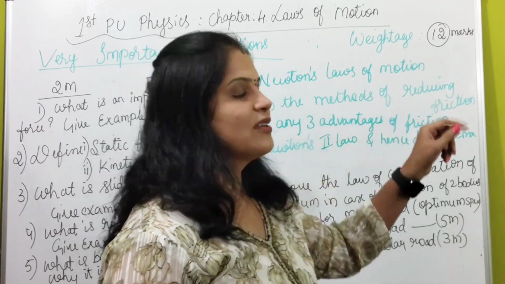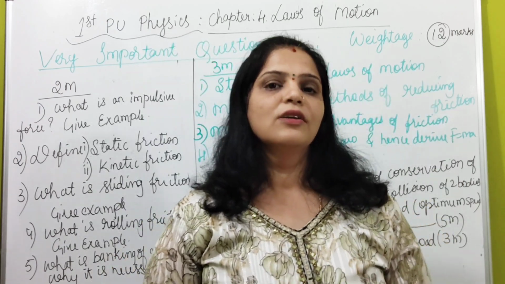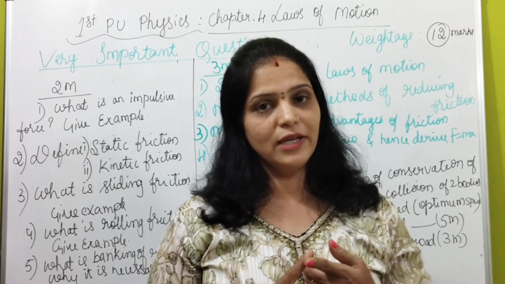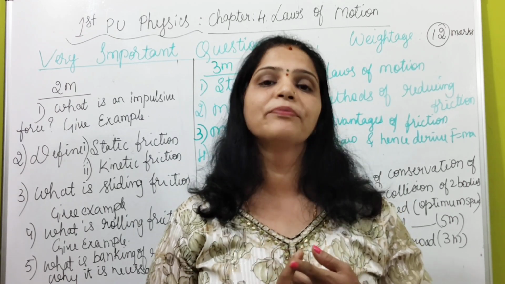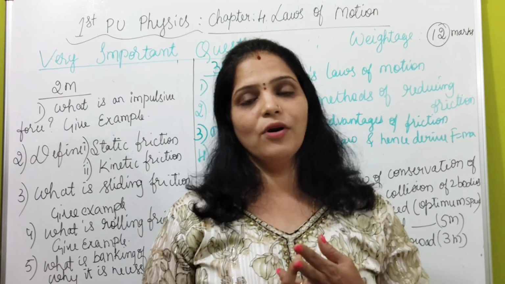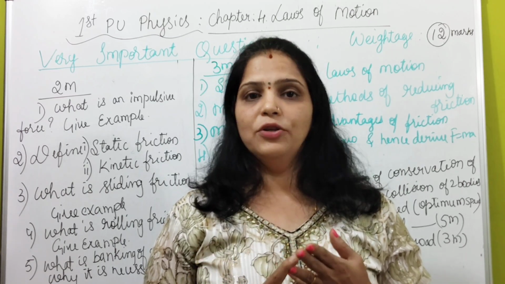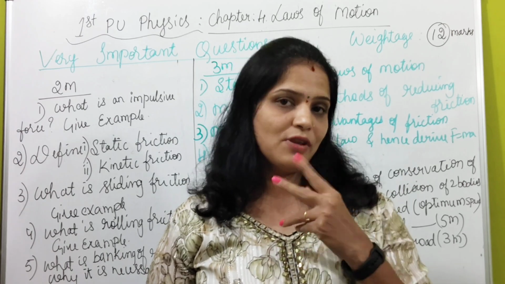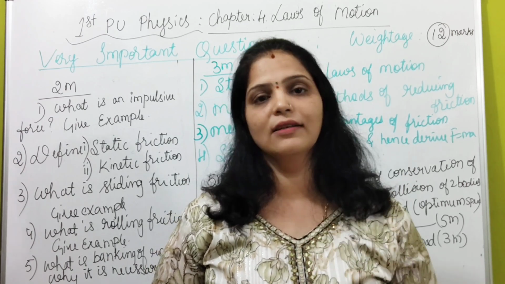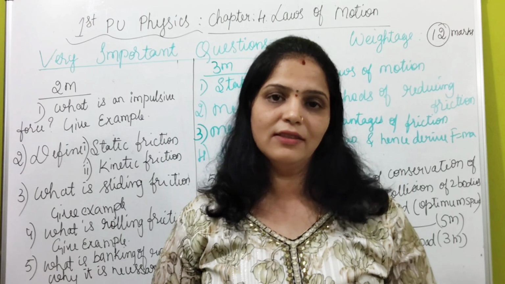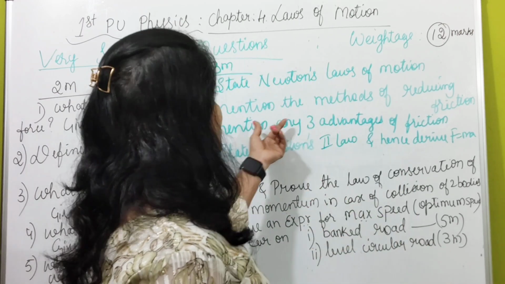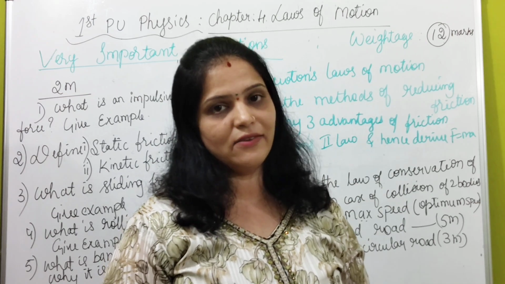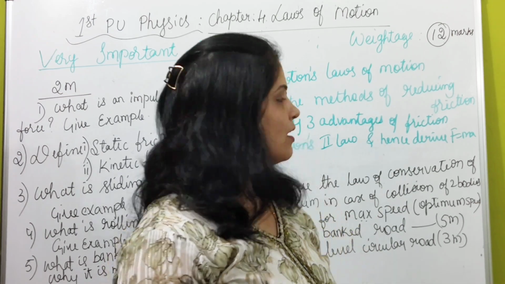And mention the methods of reducing friction. Friction can be reduced by using ball bearings, by polishing the surface, by streamlining the bodies, by using lubrication, like this, right? You need 2 methods if this is asked for 2 marks, or 3 methods of reducing friction if this is asked for 3 marks. Next, mention any 3 advantages of friction. Write 3 advantages of friction, why it is necessary.